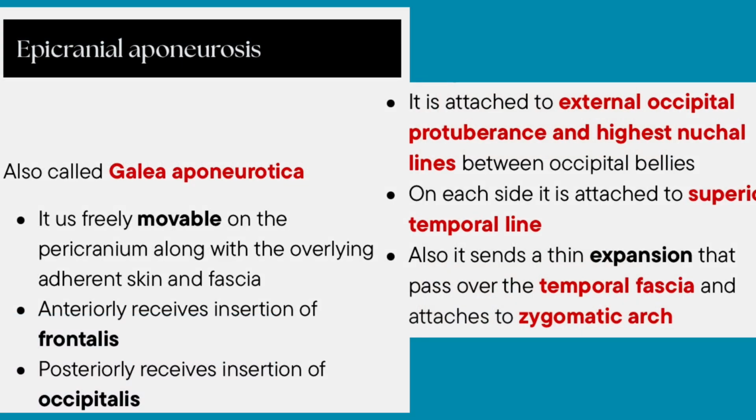The third layer is epicranial aponeurosis, also called galea aponeurotica. It is freely movable on the pericranium. Anteriorly receives insertion of frontalis, posteriorly receives insertion of occipitalis. It is attached to external occipital protuberance and highest nuchal lines between occipital bellies. On each side, it is attached to superior temporal lines. Also, it sends a thin expansion that passes over the temporal fascia and attaches to zygomatic arch.